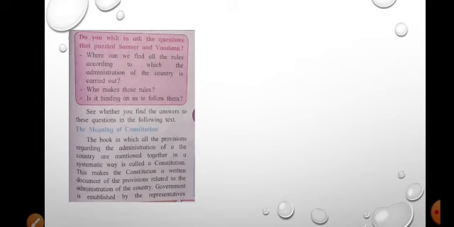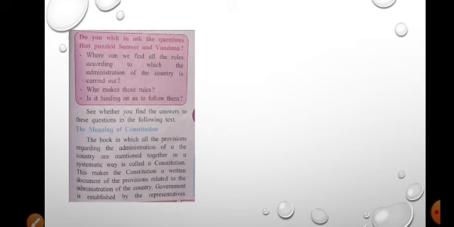Let's see the meaning of constitution. Here is a new word, constitution. The book in which all provisions regarding the administration of a country are mentioned together in a systematic way is called a constitution. This makes the constitution a written document of the provisions related to the administration of the country. Okay, what is important given here? Let's see. First I will read the full para.